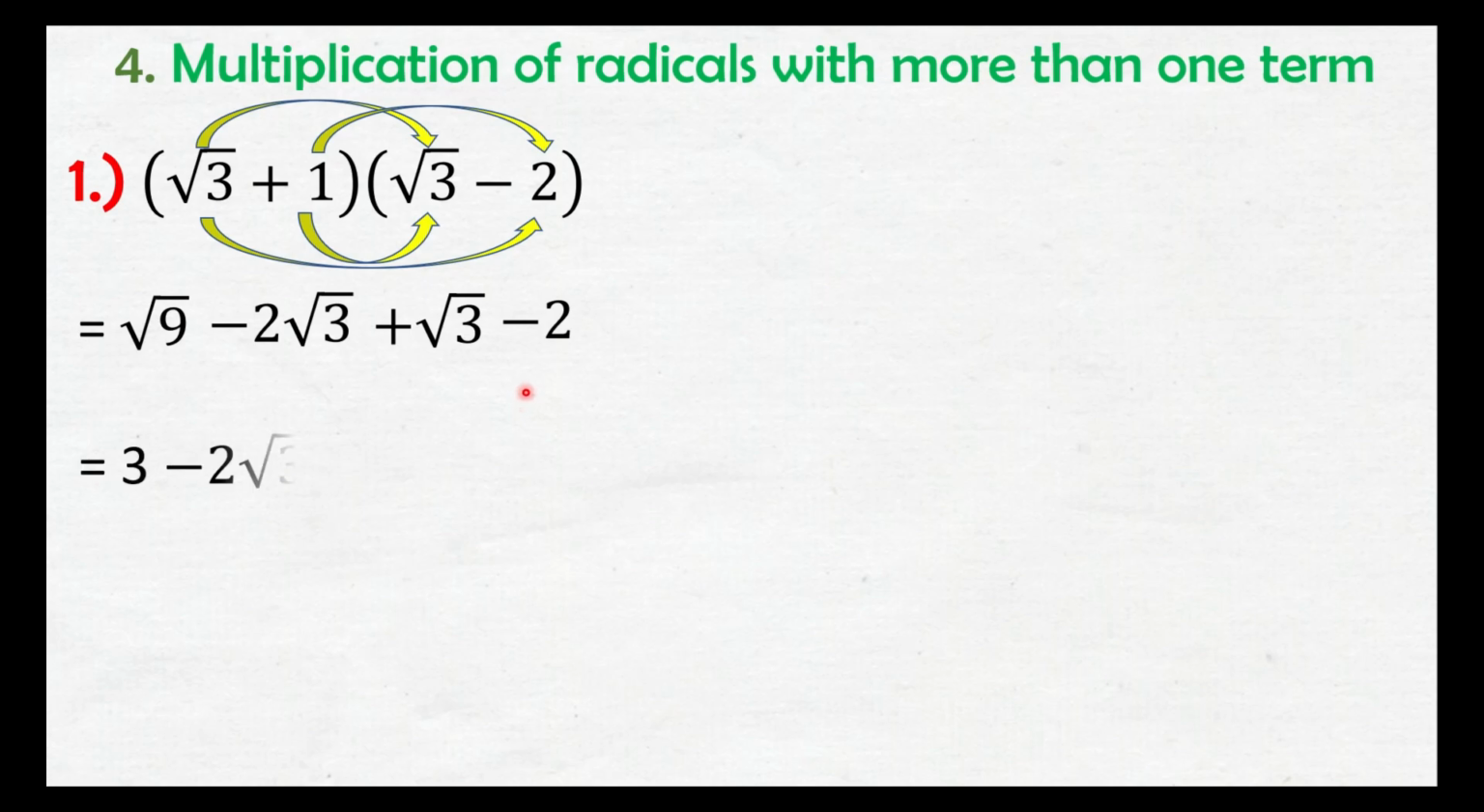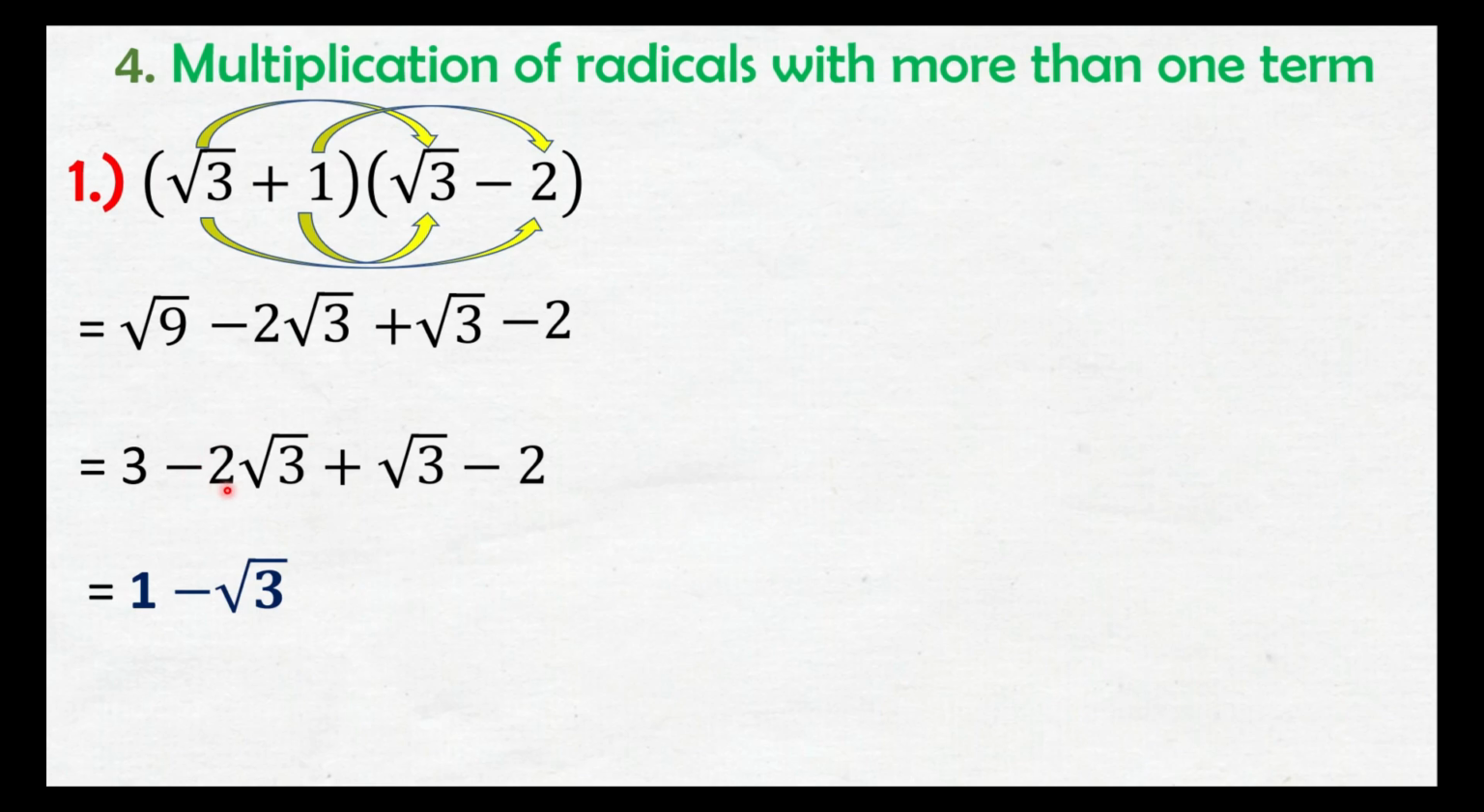Okay? And then, si 9 is perfect square, di ba? Square root of 9, that is 3. So, kaya nakuha natin yung 3 dito. And then, makuha natin answer ay 1 minus square root of 3. Paano nangyari yon? So, meron tayong 3 dito at meron tayong negative 2. So, 3 minus 2, that is 1.